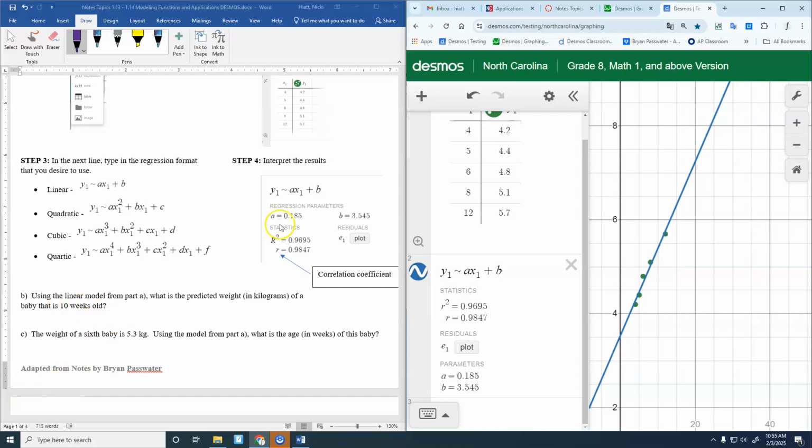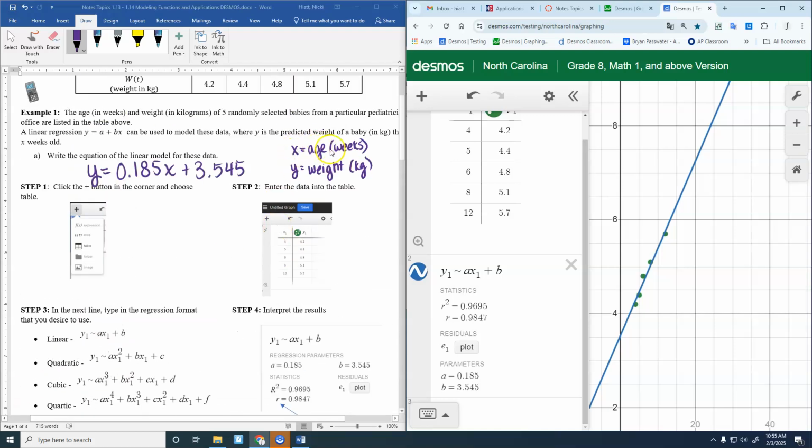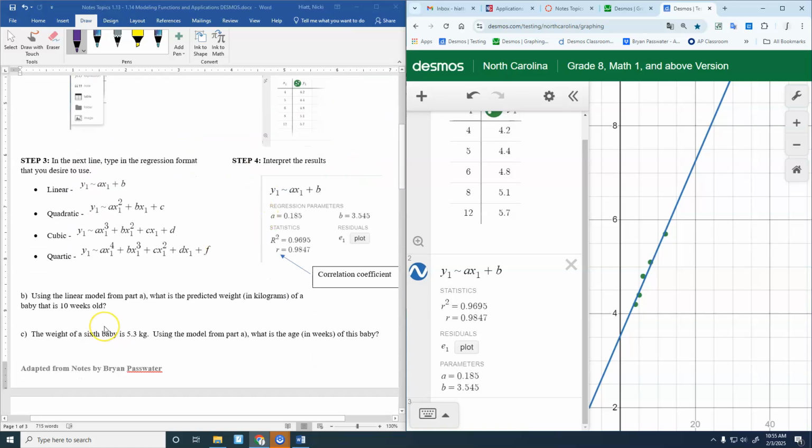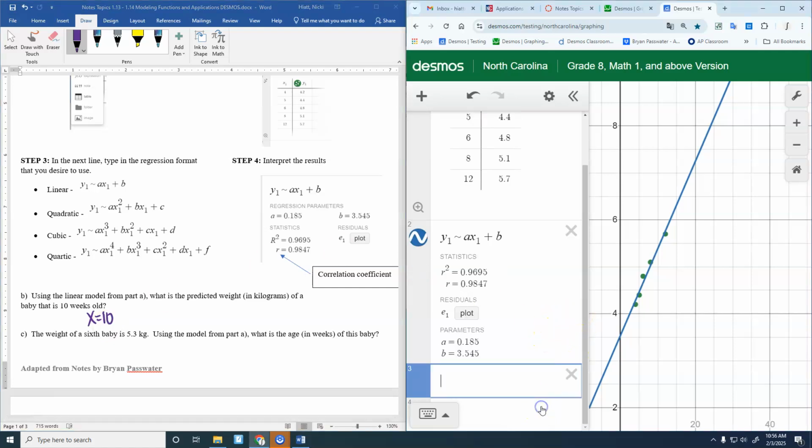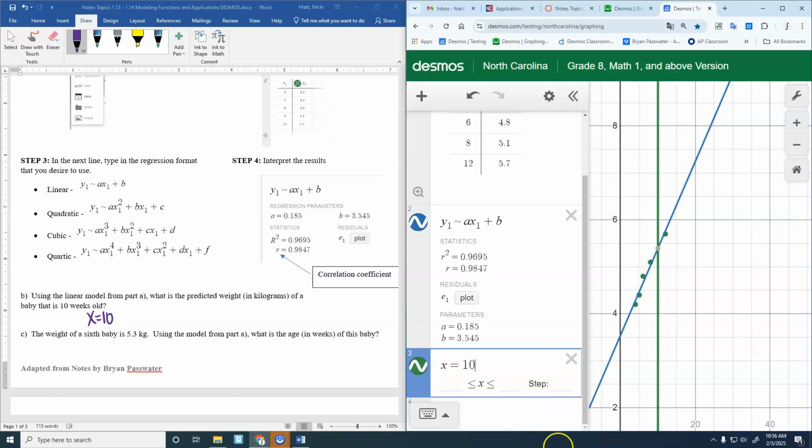So if we look back up here, X is my age. So it is asking us what happens whenever X equals 10. The quickest way to do this over here is to type in X equals 10. It's going to put a vertical line right here. Look for where it crosses your regression line. And so it is 5.395.